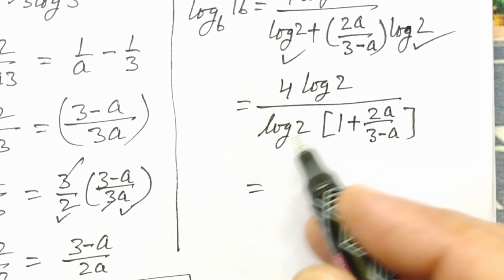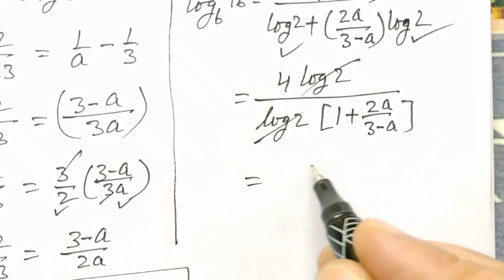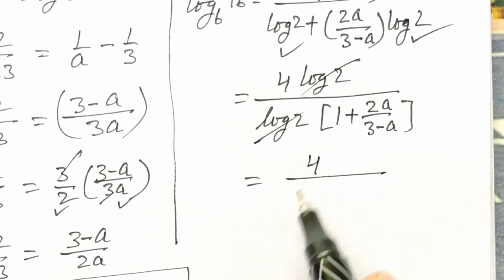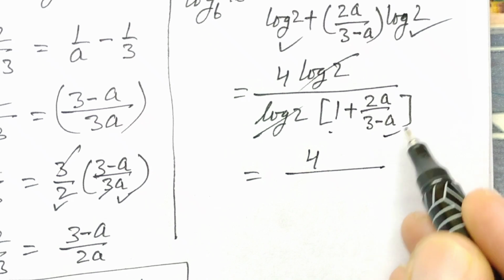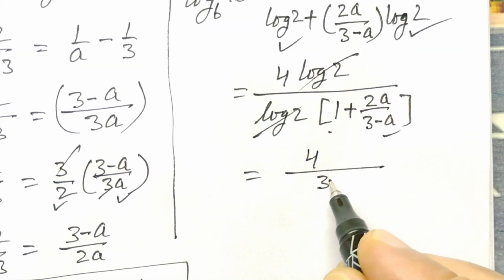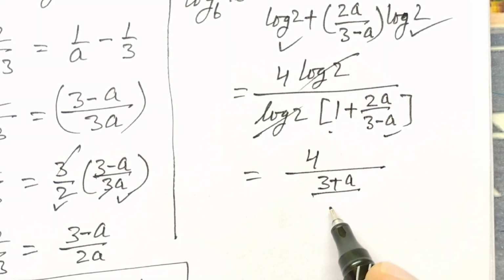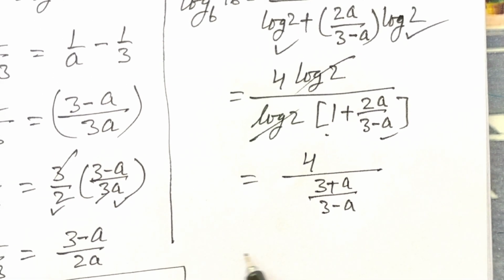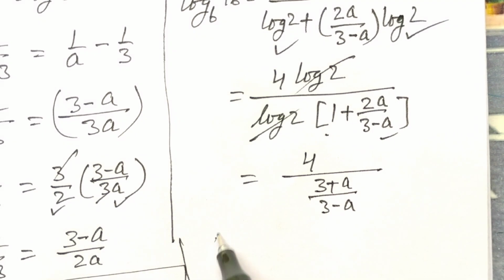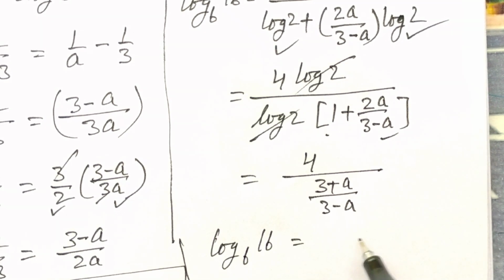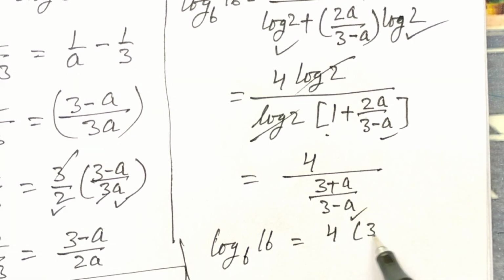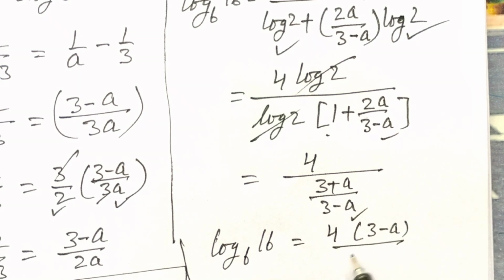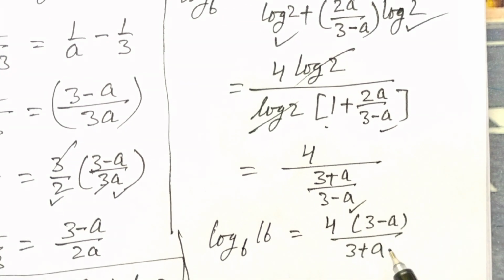So this and this get cancelled out. Now we have 4 over this plus this will be 3 plus a over 3 minus a, right? So log of 16 to the base 6 will be equal to 4 and this, 3 minus a over 3 plus a, right?